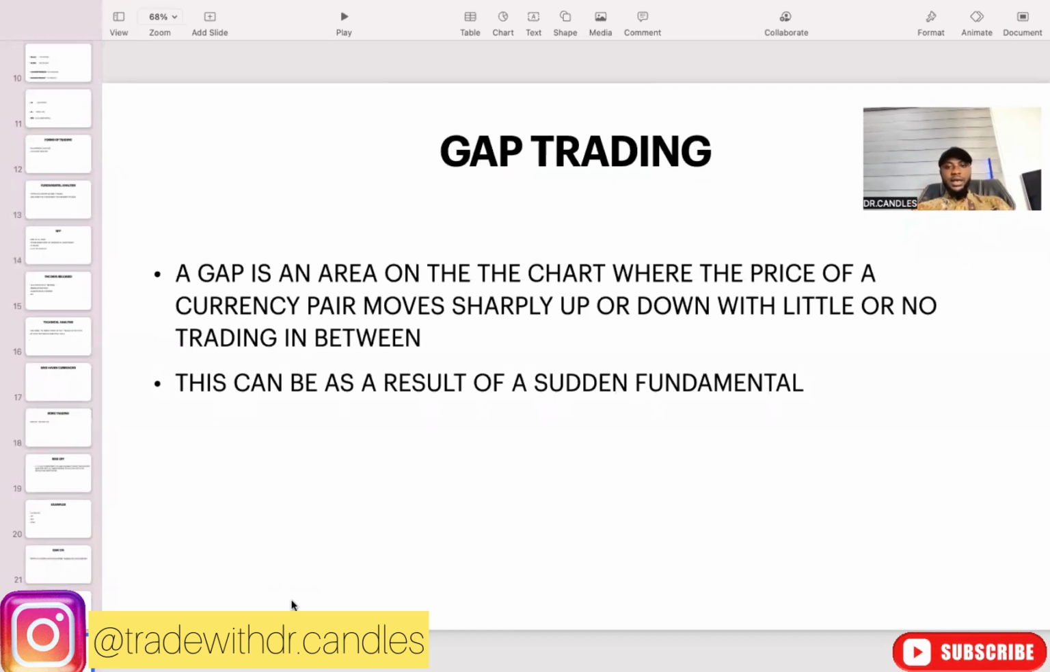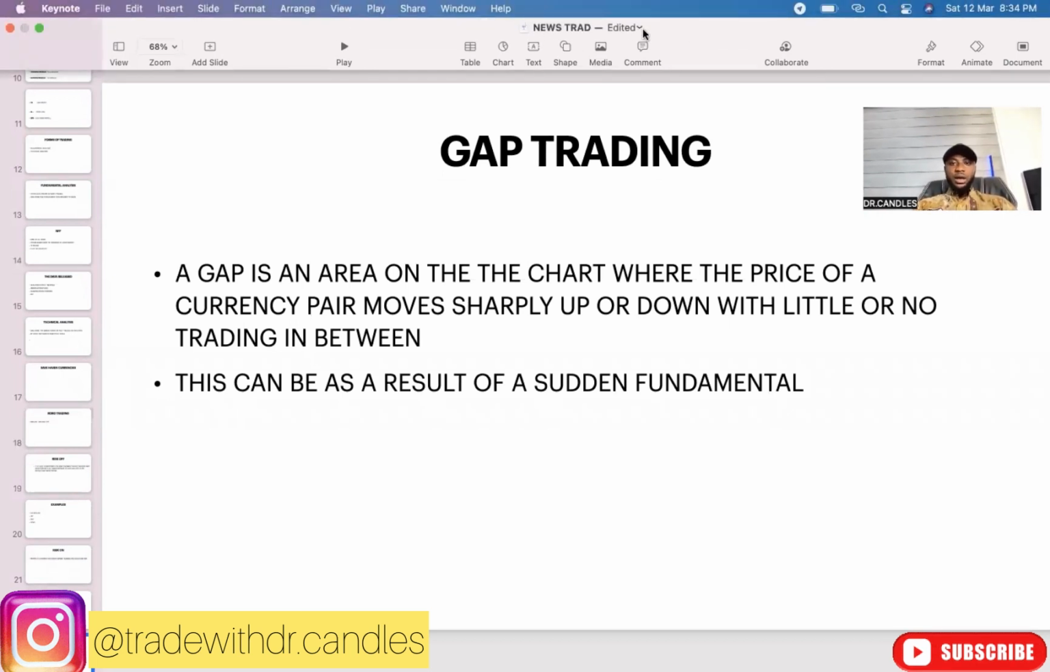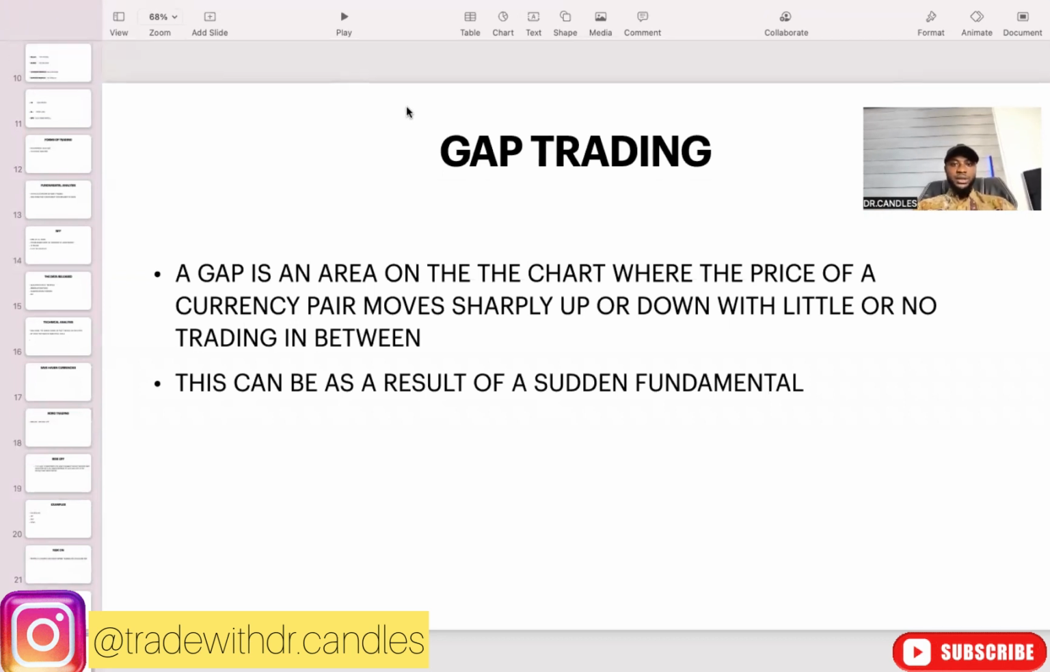So a gap is an area on the market or on the chart where the price of a currency pair moves sharply up or down with little or no trading in between. And this can be as a result of what? Fundamental. This can be as a result of fundamental. So let me just give you an example. Usually, whenever a currency pair is moving down, we are expect the next one that will come should also move down in that pattern.